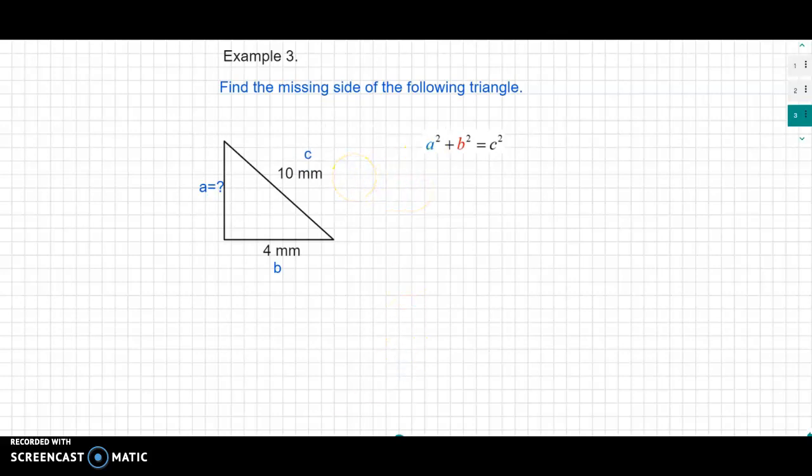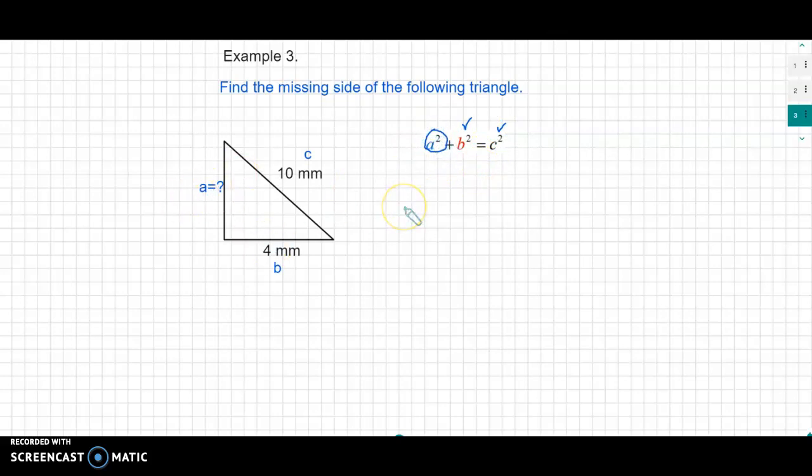So we are going to use again the general equation, which is a squared plus b squared equals c squared. The values that we already have from this equation are the following. We have the value of b, which is 4 millimeters, and the value of c, which is 10 millimeters. And we need to find the value of a.